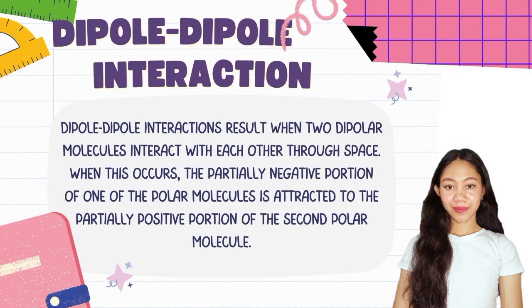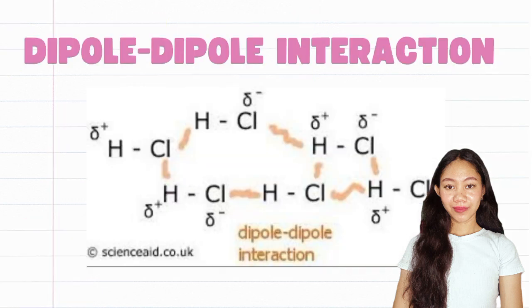Third is the dipole-dipole interaction. Dipole-dipole interaction is when two dipolar molecules interact with each other through space. This occurs when the partially negative portion of one of the polar molecules is attracted to the partially positive portion of the second polar molecule. For example, pure water, ito yung interaction between polar molecules or polar covalent bond. Ang dipole meron po itong partially positive, partially negative charge or separated po by a distance. This is an example of dipole-dipole interaction.